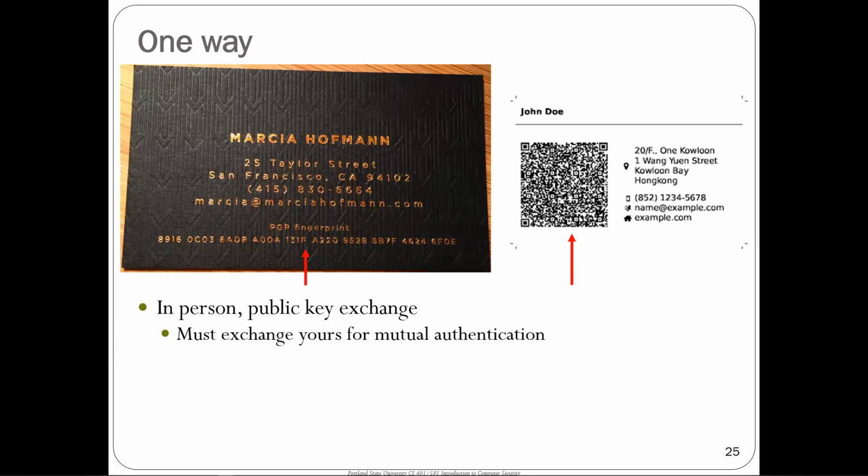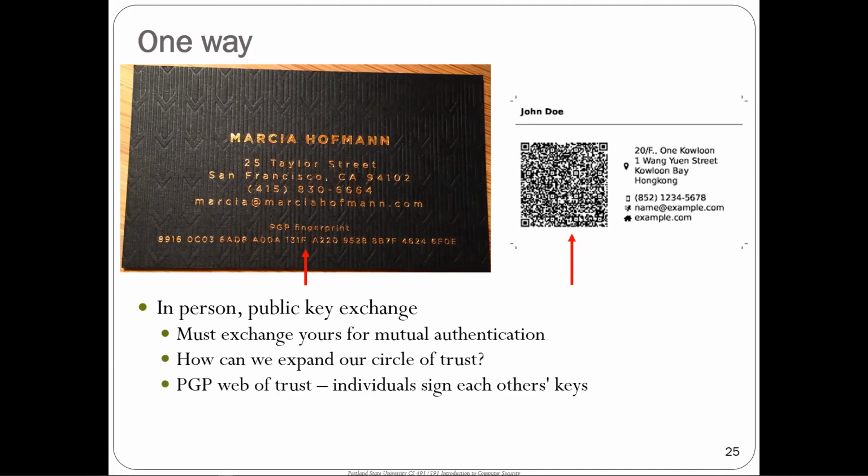But how do I expand my circle of trust? I email way more people than I have met face to face. How do I actually bootstrap communication with them in a way that's trustworthy? One of the things that PGP talked about was building a web of trust. Have individuals sign each other's keys and try to do this transitive thing where you have a distributed graph of trust. And that's how they proposed to build up trust so that it encompasses everyone.